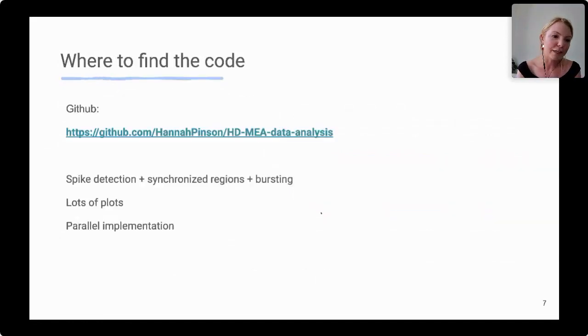And then finally, if you want to use the code in your own project, you can find this on GitHub. It has a number of features, mainly the synchronized regions and the bursting algorithms. We also added a lot of plots to help us with our analysis, so that might help you as well. And there is a parallel implementation, because the amount of data you generate is very high, so parallel implementation helps you to speed up the computation.